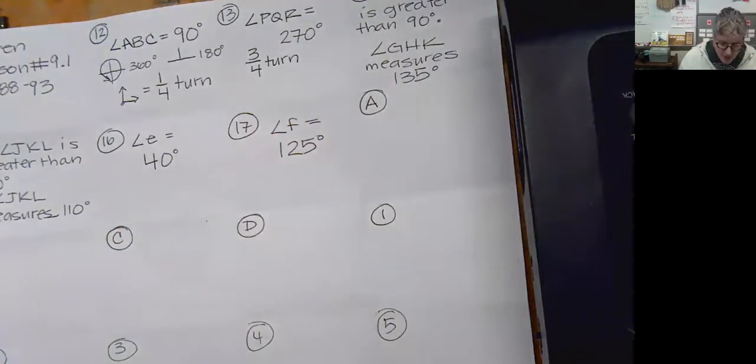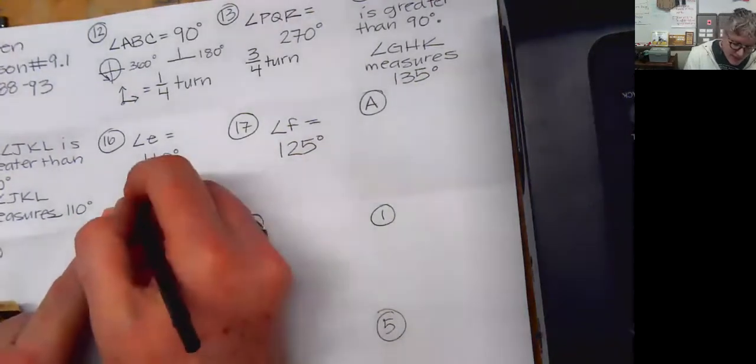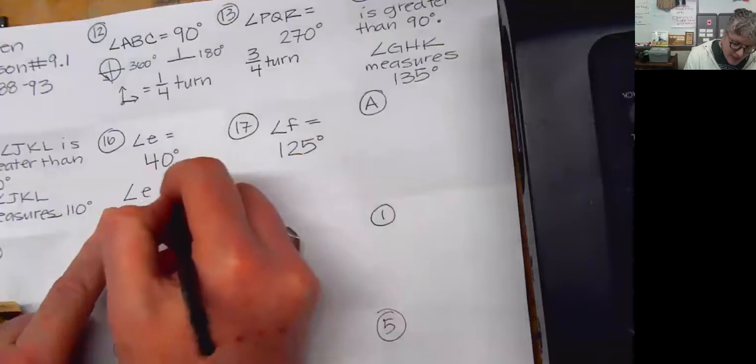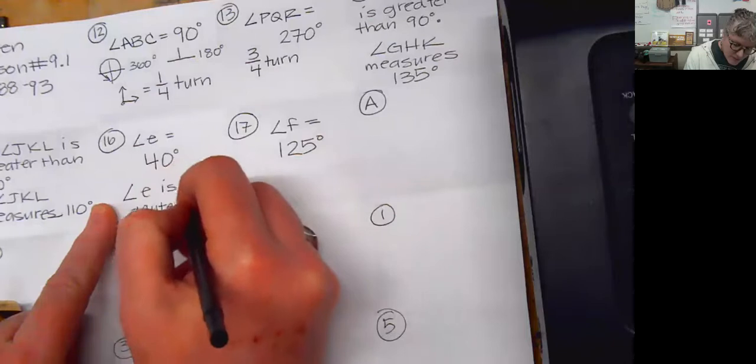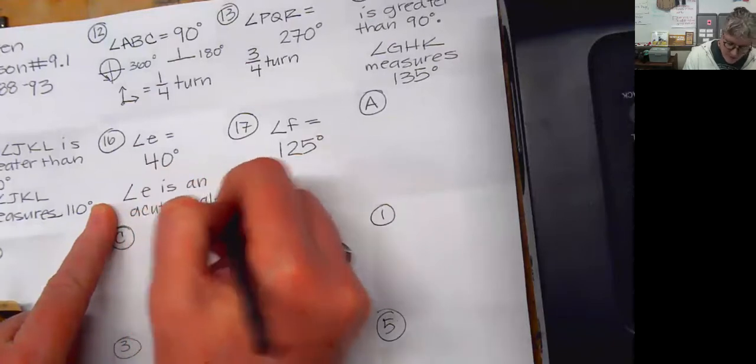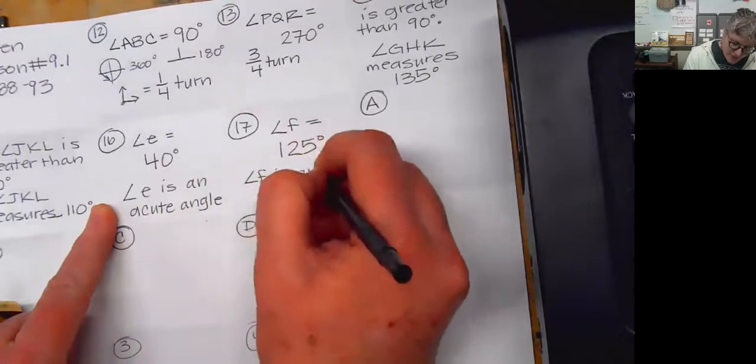Okay, so this angle right here, 16, if it's less than 90, we could say angle E is an acute angle. We could say angle F is an obtuse angle.